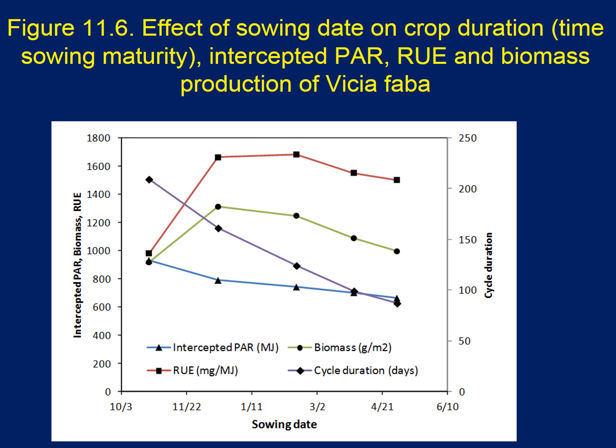So in general, there is a parallel reduction in biomass production as the crop cycle gets shorter, with the exception of conditions of very low temperature, which will limit directly crop biomass with a reduction in photosynthesis.